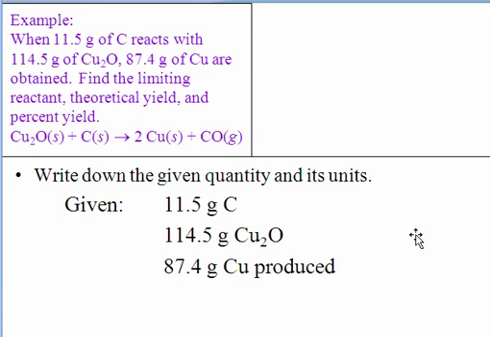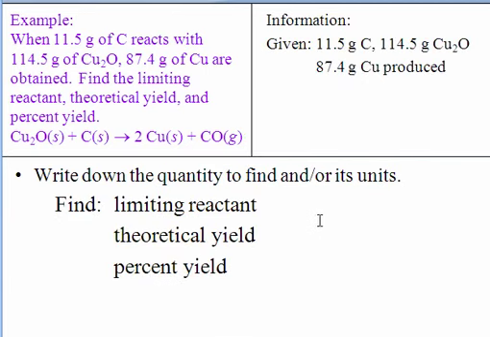As always, to help us organize everything and to help get our thoughts started, we want to write down what we're given, including the units and the chemical formula. We're given 11.5 grams of carbon, 114.5 grams of copper(I) oxide, and we're given that 87.4 grams of copper is produced. Then we want to write down what we want. We want the LR, we want the theoretical yield, and we want the percent yield.